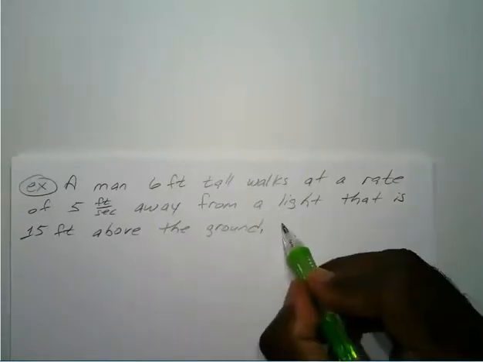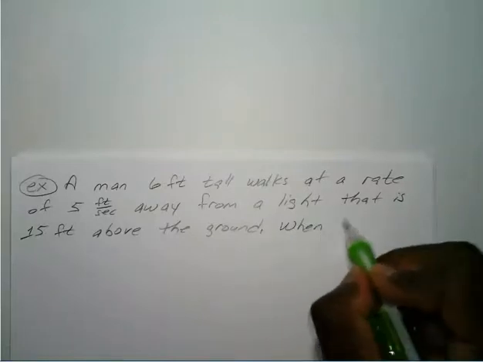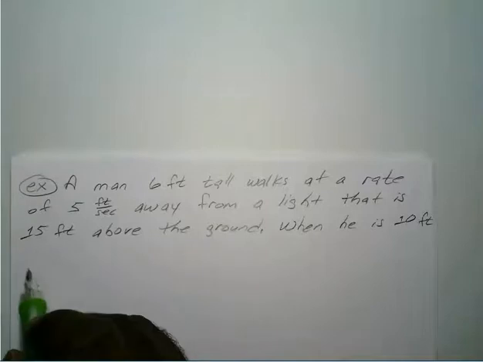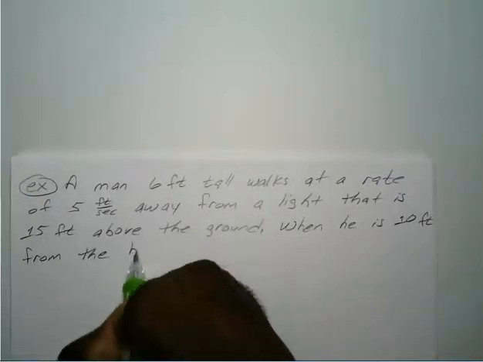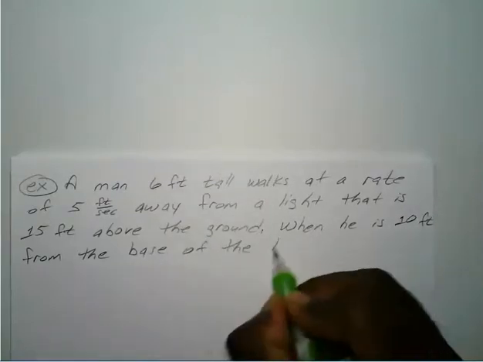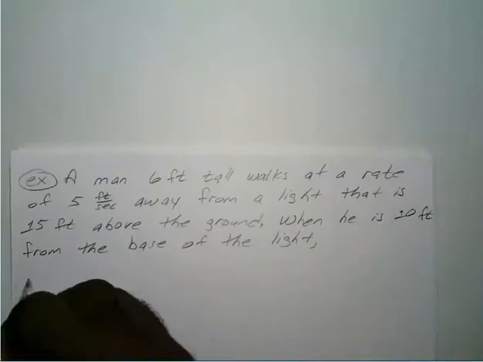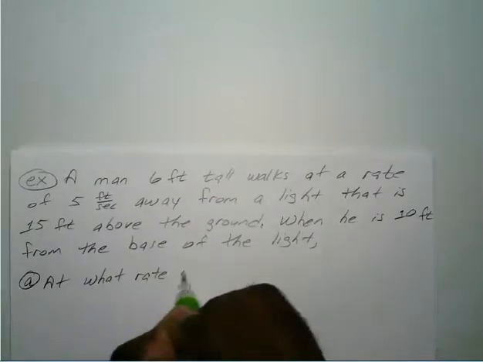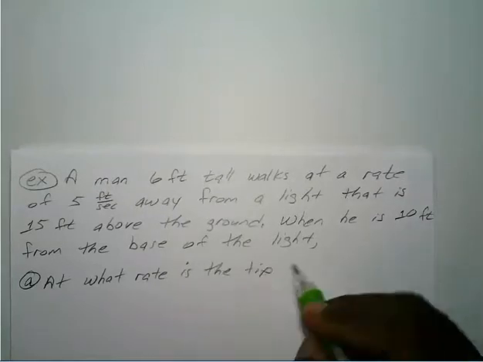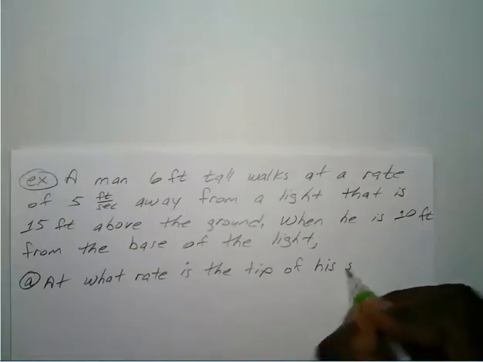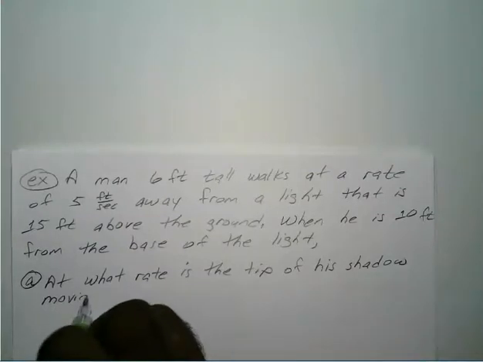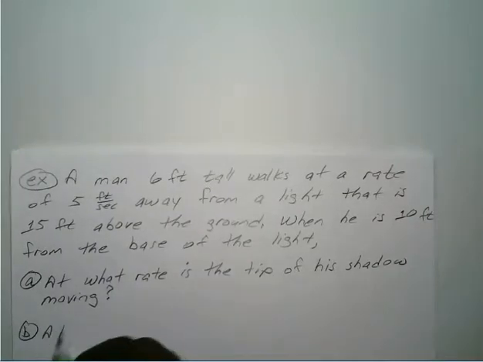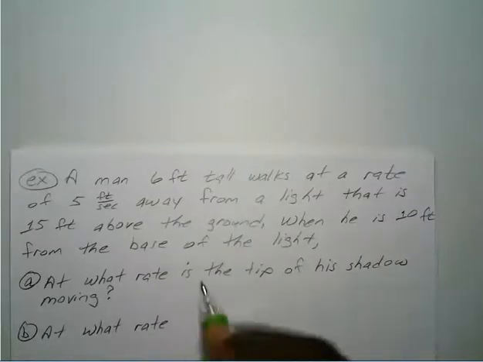Okay. Now what we want to know is when he is 10 feet from the base of the light, we want to know A, at what rate is the tip of his shadow moving, and B, at what rate is the length of his shadow changing.